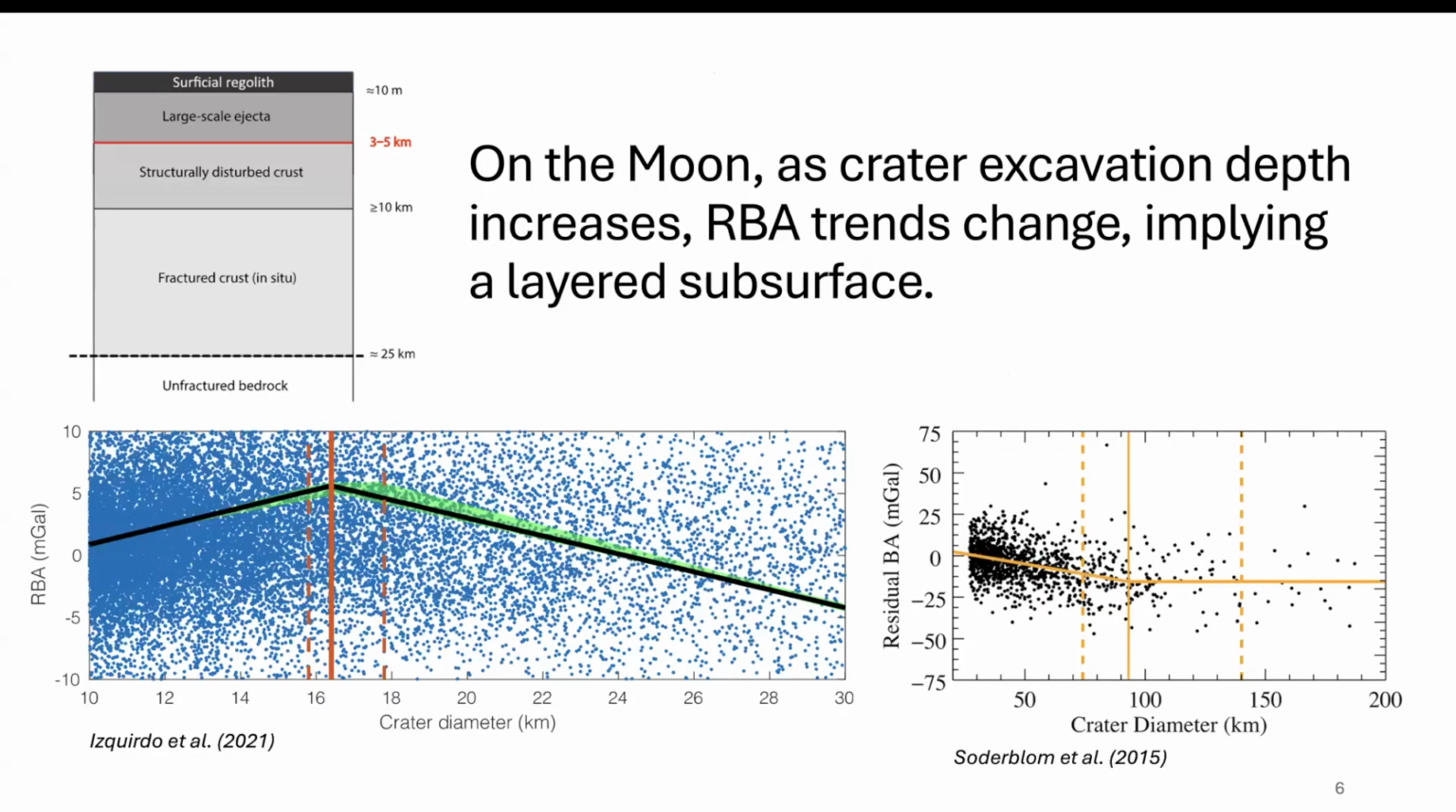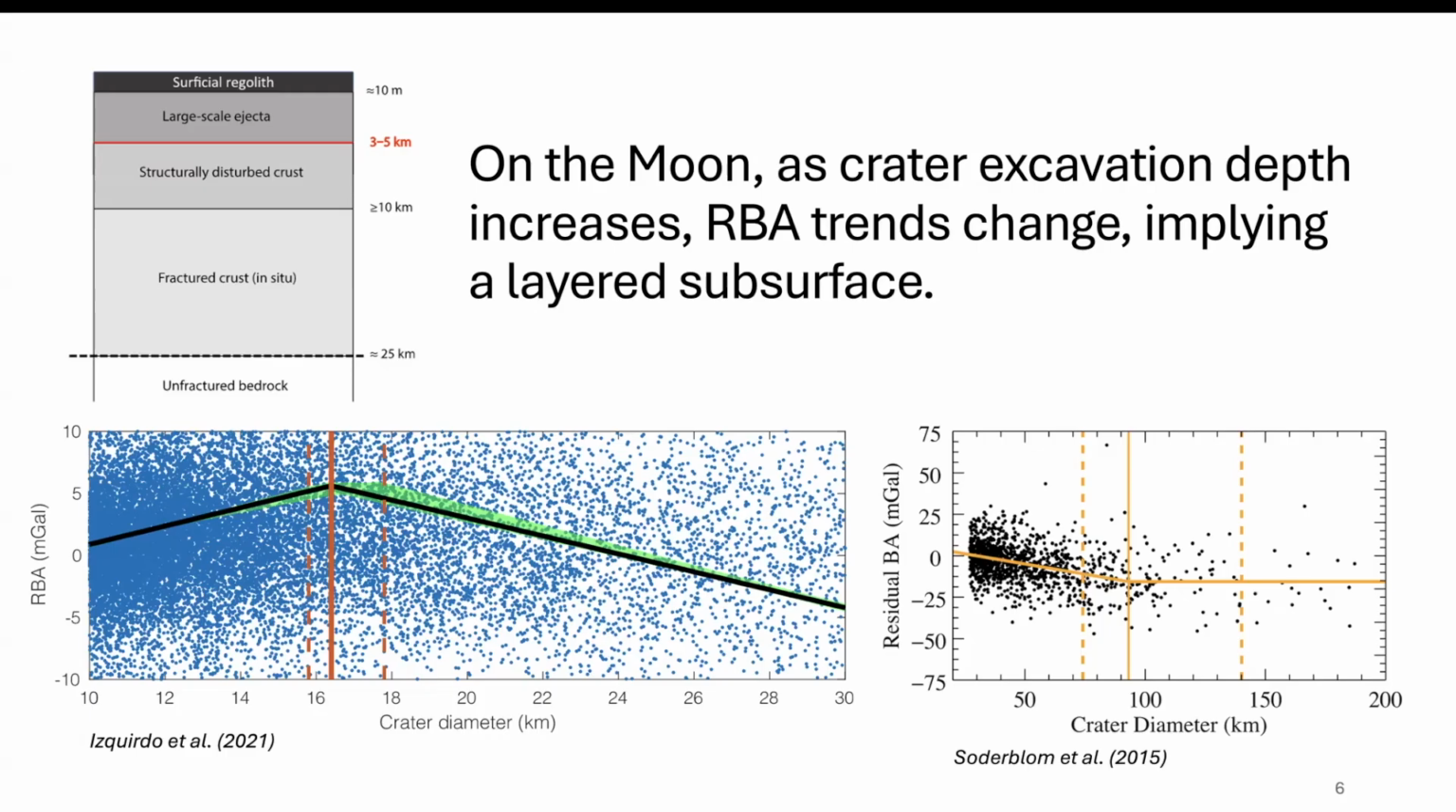Looking farther into the RBAs we've gotten from GRAIL on the moon, as crater excavation depth increases, the RBA trends change, which implies a potentially layered subsurface. On the left here, we have a paper by Cristal Izquierdo. She did a whole survey of all these tiny craters on the moon and took their residual Bouguer anomaly values and plotted them up. You can see why no one had done this before. This is a lot of work.